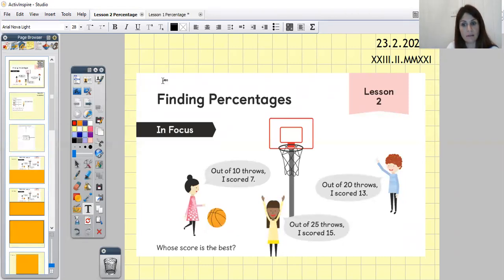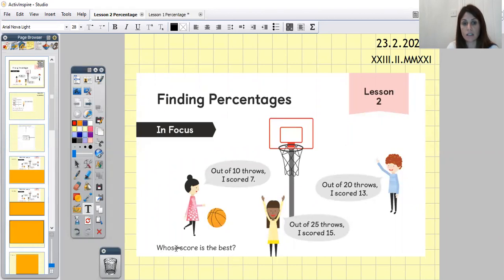Okay, here is our percentages lesson. We're digging deeper now, thinking about percentages. So let's have a look at our in focus. We have got Ruby, Lulu, and Elliot, and each of them have scored some baskets. Ruby says, out of 10 throws, I scored 7. Lulu, out of 25 throws, I scored 15. And Elliot says, out of 20 throws, I scored 13. And it says, whose score is the best?